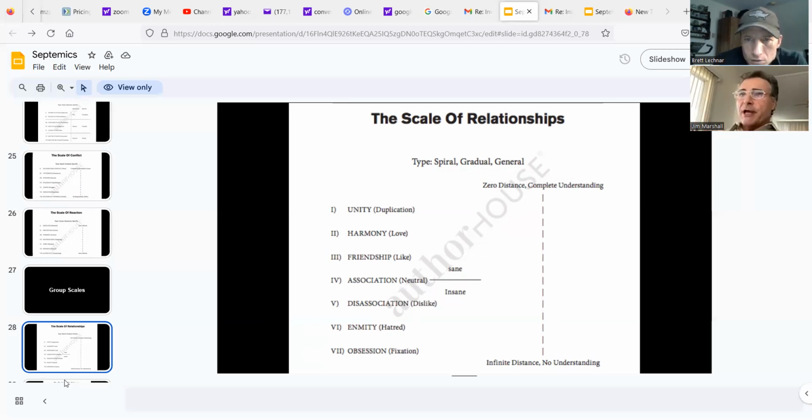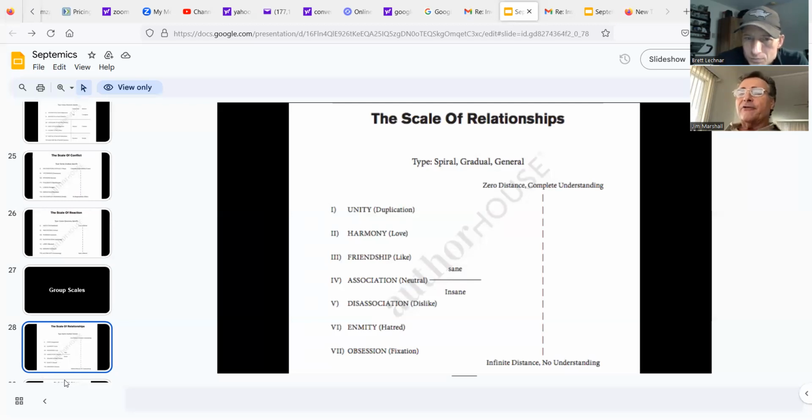So this is a group scale. Now, this is a spiral scale. There is an apparent congruence between level 1 and level 7. A person who is obsessed is fixated on something, and that very often looks very much like a person who is in a state of unity with somebody.